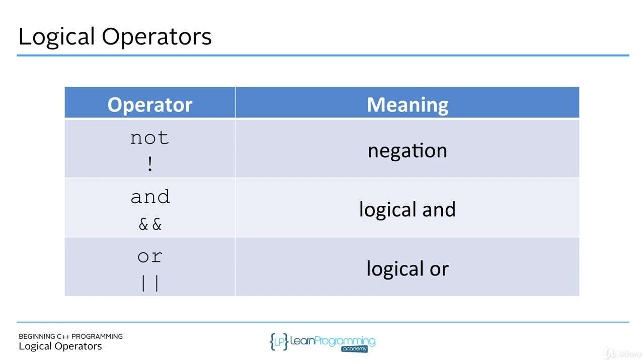There are several ways to write these operators. You can use the keyword-like syntax using the words not, and, or, or you can use the operator symbol syntax using the bang sign, the double ampersand, and the double pipe symbol, or the double vertical bar. Personally, I've never seen any C++ code that uses the keyword-like syntax, so I'll use the operator symbol syntax in this course. Let's quickly review Boolean algebra by using a truth table.